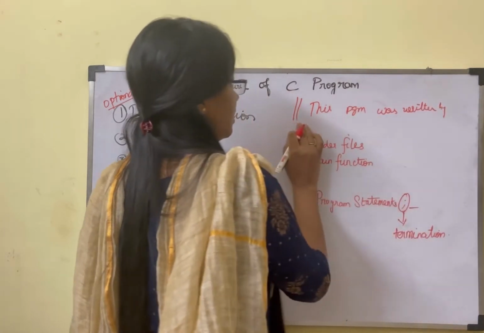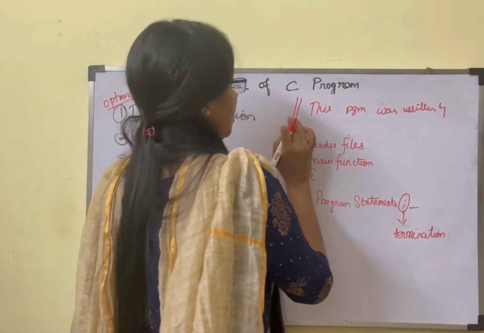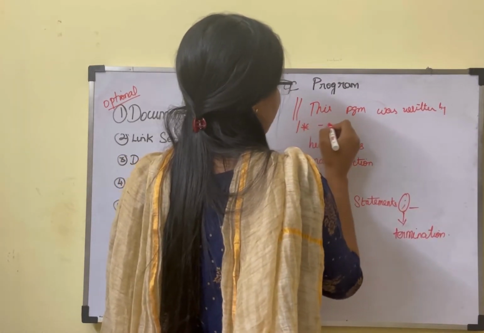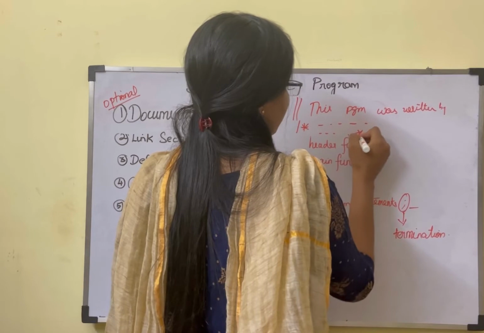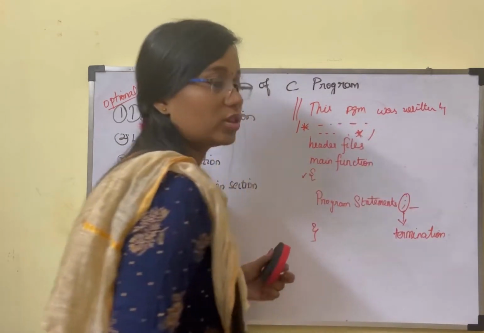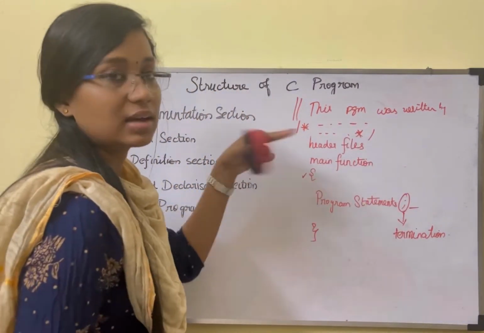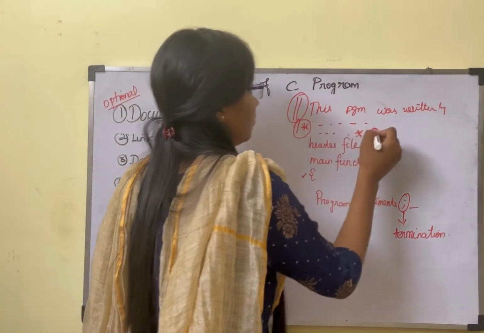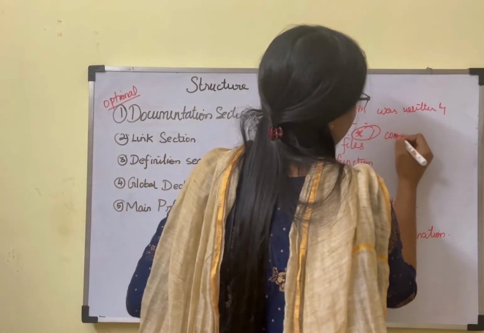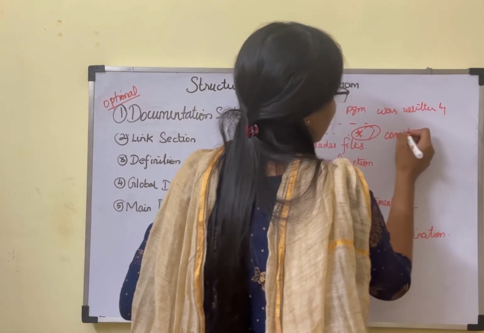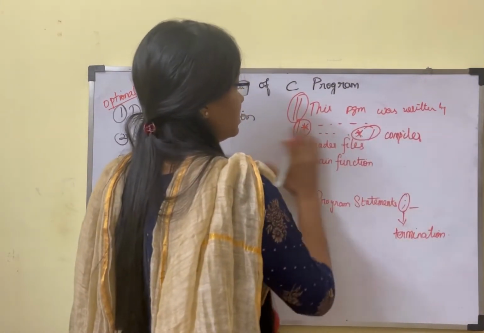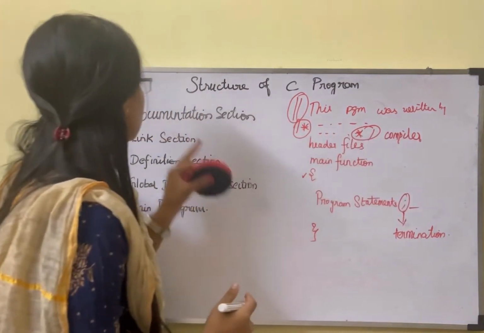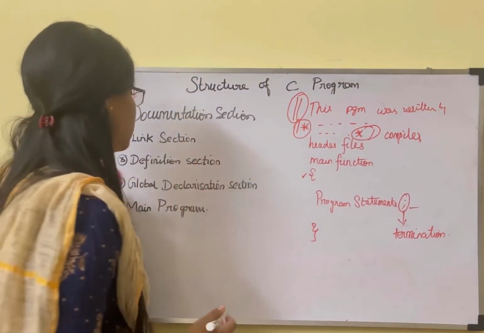So this single comment line can support only one line. If I want to write a paragraph like that, 2 or 3 lines or more, I have to give this paragraph comment line. This comment line will be skipped by the compiler, so the compiler will not error check these things. Whatever is given inside the comment line will not be error checked. So this is the documentation section.